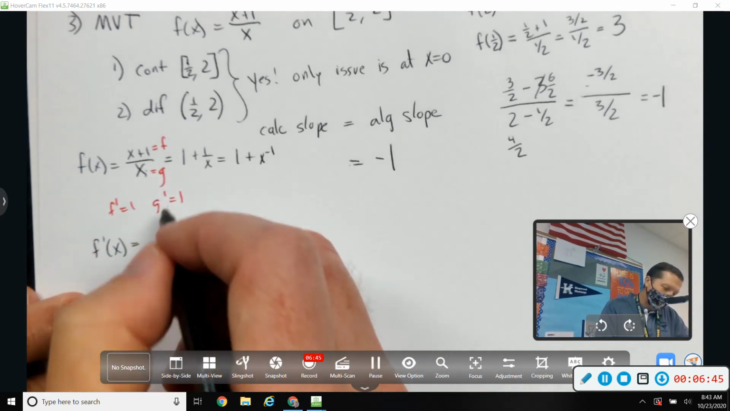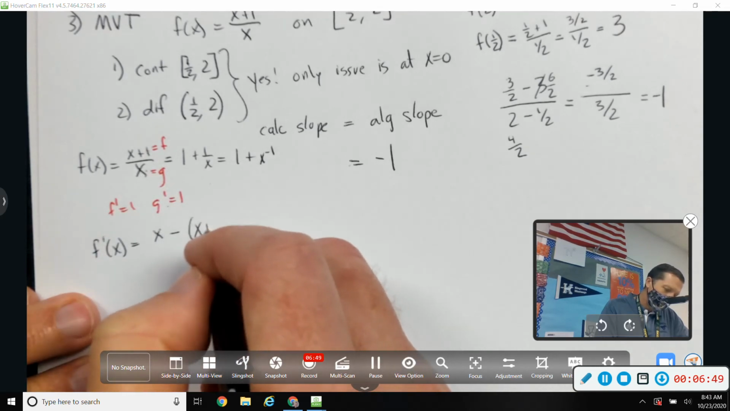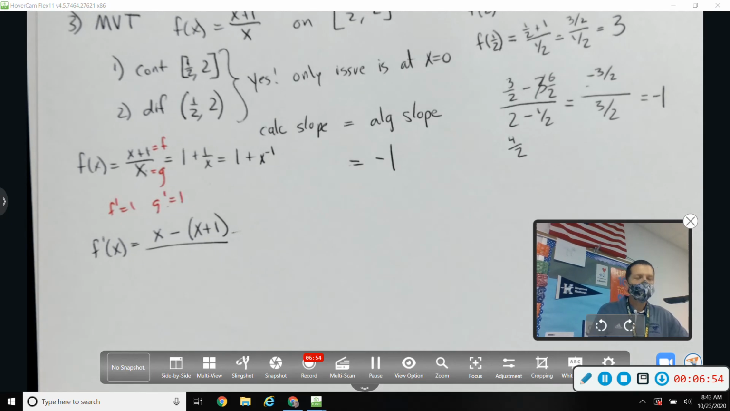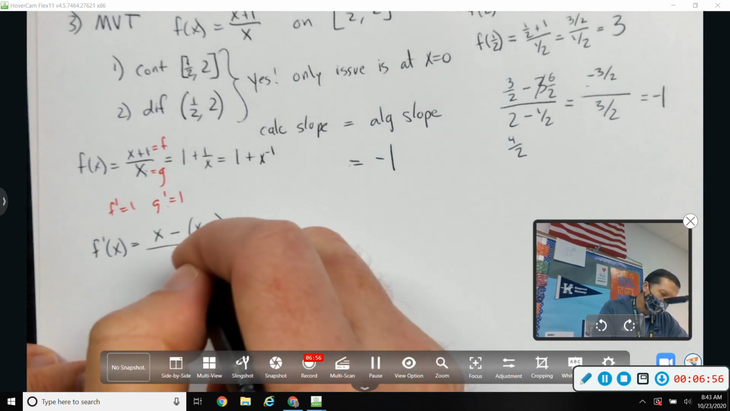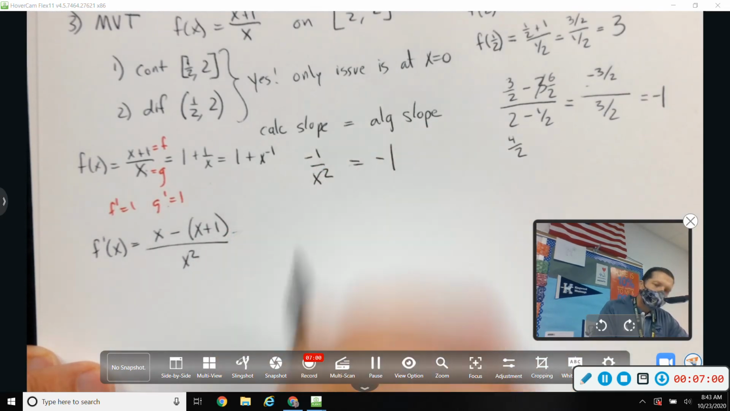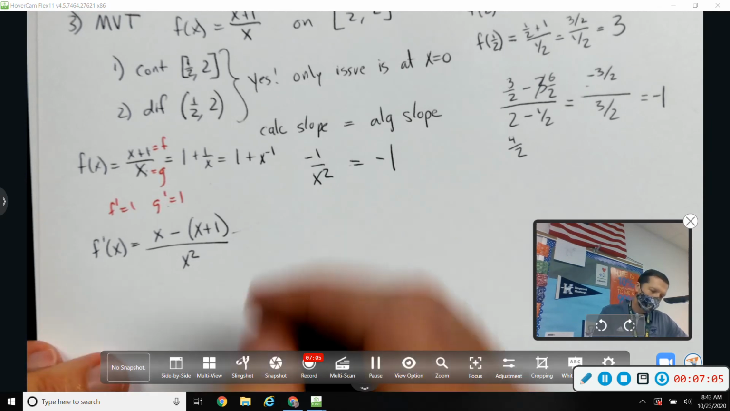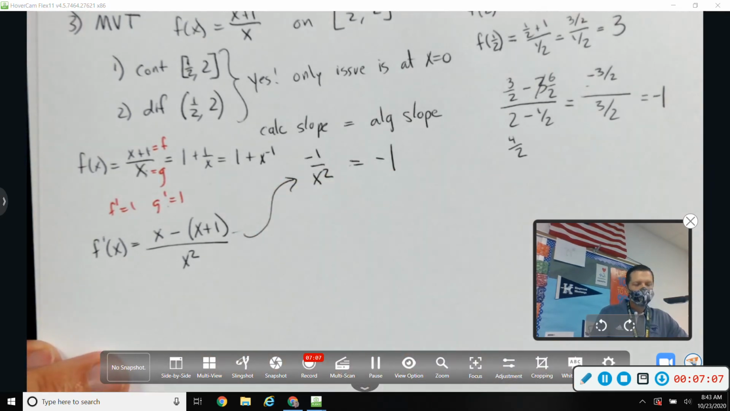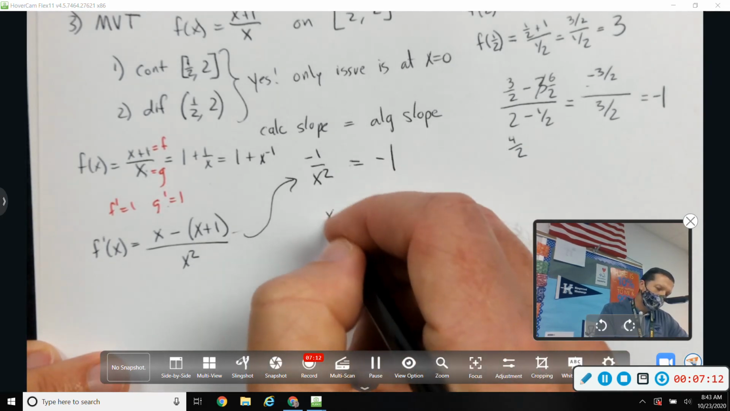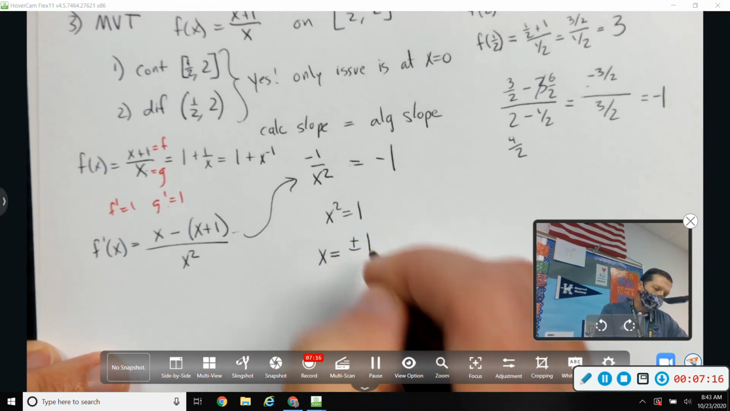So g f prime minus f g prime. Careful with the minus sign, make sure everybody gets the minus sign there. All over g squared. So that would be negative 1 over x squared for our calculus slope. Calc slope equals algebra slope. So you move things around. x squared equals 1. So that means x equals plus or minus 1.